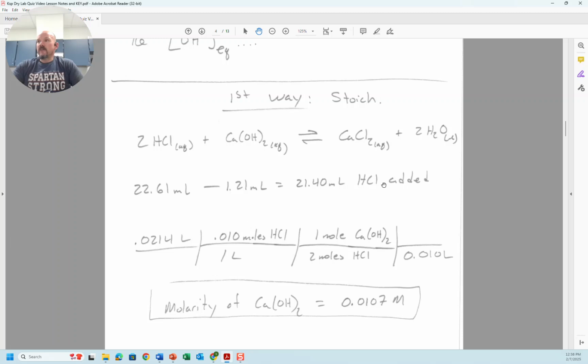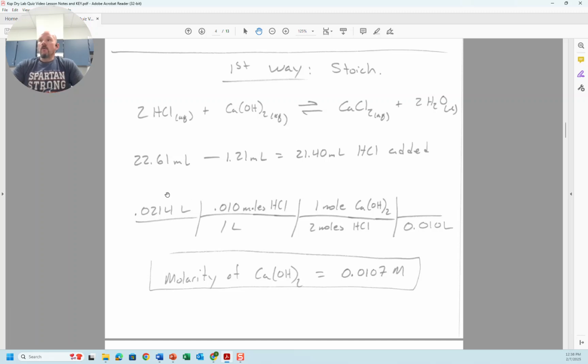So to figure out the volume of the HCl used, we do our final minus our initial volume, and we get 21.40. Remember, that 0 is needed when you report your answer because when you subtract, it's about decimal places. So we have 2 decimal places, 2 decimal places. My answer needs 2 decimal places. So it's that many milliliters of HCl.